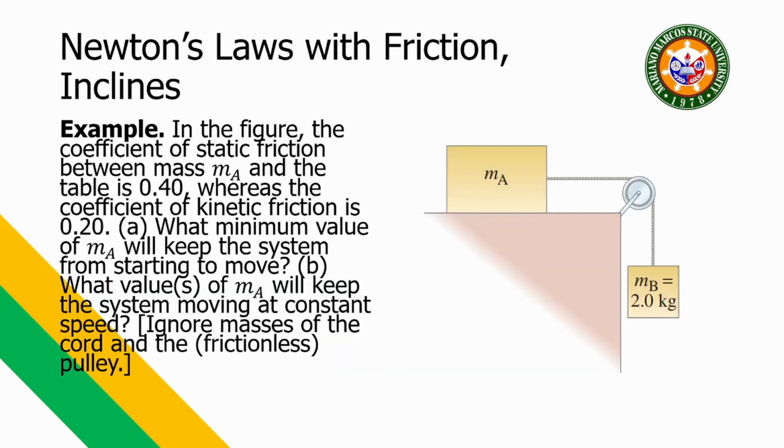So next example, in the figure, the coefficient of static friction between mass MA and the table is 0.4, whereas the coefficient of kinetic friction is 0.2. What minimum value of MA will keep the system from starting to move, and what value of MA will keep the system moving at constant speed? So, for this example, we ignore the masses of the cord and the frictionless pulley.